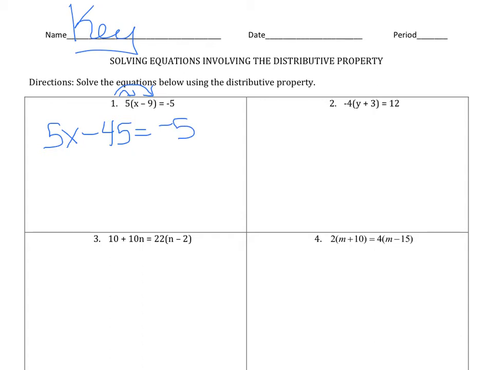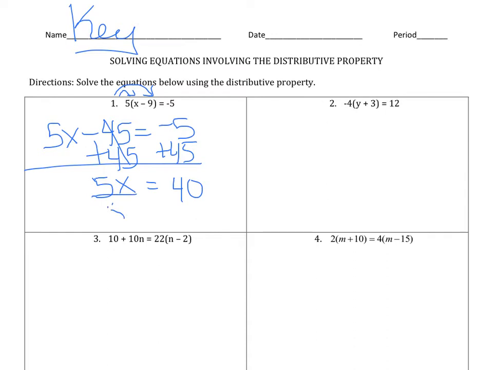Equals negative 5. I don't distribute the 5 on the other side of the equal sign. Now it's just a two-step equation. To solve for x, we'll add 45. Please be careful. Realize when I add 45 to negative 5, it's a positive 40. And on the left-hand side, I'm left with a 5x. Finally, divide by 5. And you end up getting, I'm going to write it over here, x equals 8. You can always check your work by plugging the x back in.